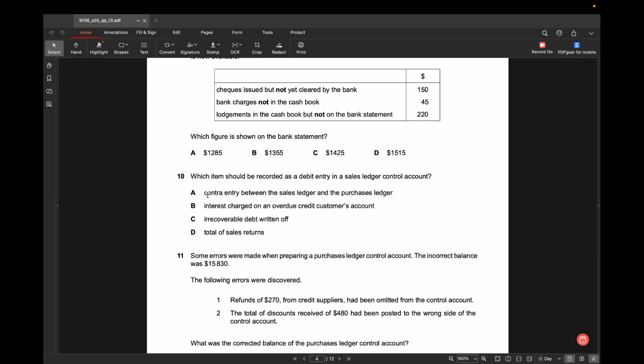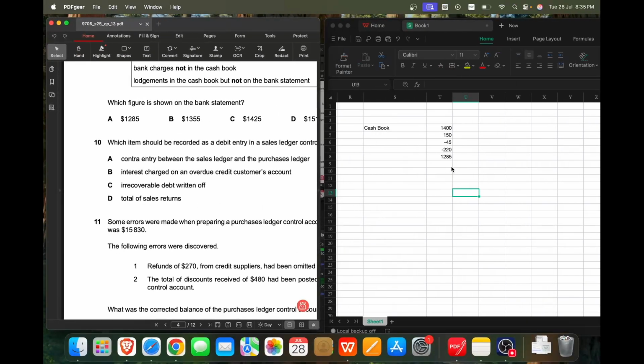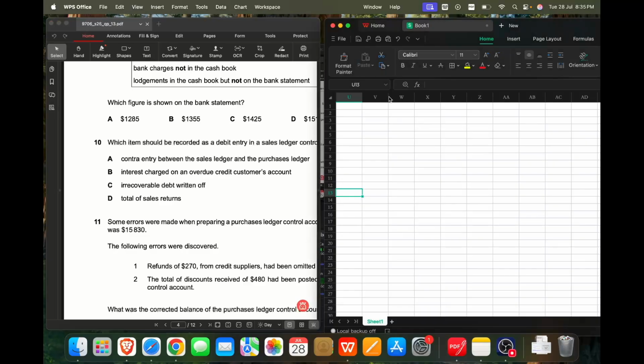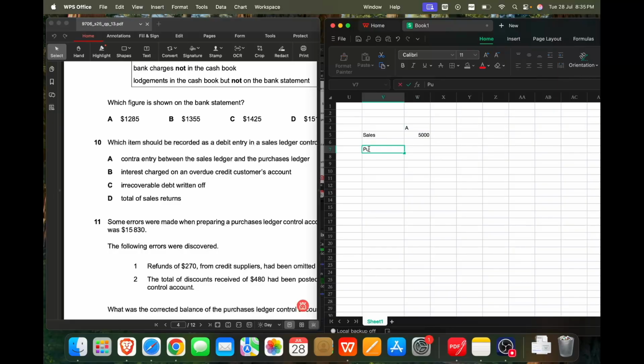Okay. For example, contra entry between the sales ledger and the purchase ledger. Contra entry basically means a supplier is your customer as well, so we settle the debt. I'll show you an example here. Okay. So you have a customer called A, and then you sold him goods worth 5,000. Okay, but this A is your supplier as well, so you purchased from him, let's say worth 4,000.